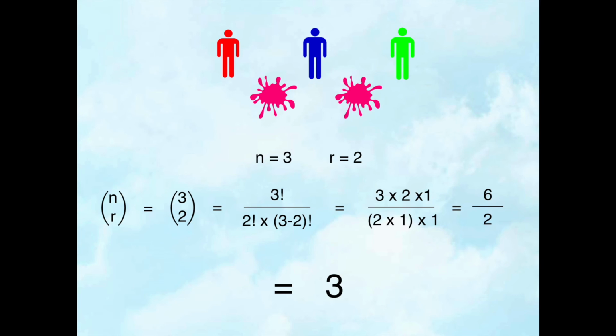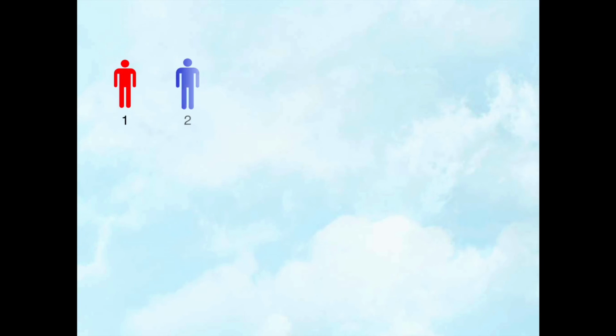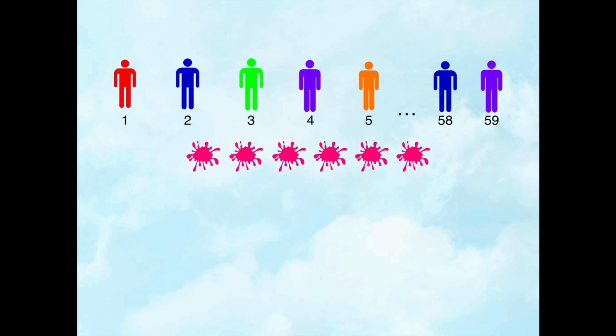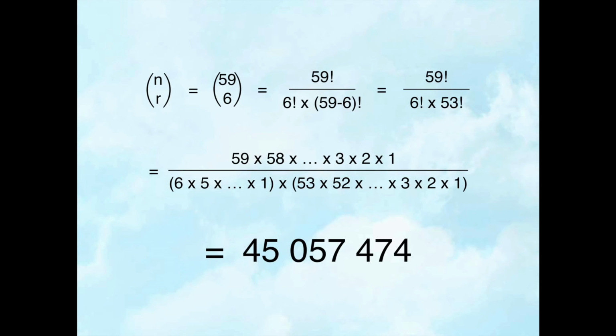And a similar but slightly longer calculation tells us that the number of different groups of 6 that may receive the face paint from the 59 children is just over 45 million, where we've replaced most of the numbers with dots to save space and because it's obvious which are missing. Feel free to pause the video at this stage to convince yourselves that this is indeed true.